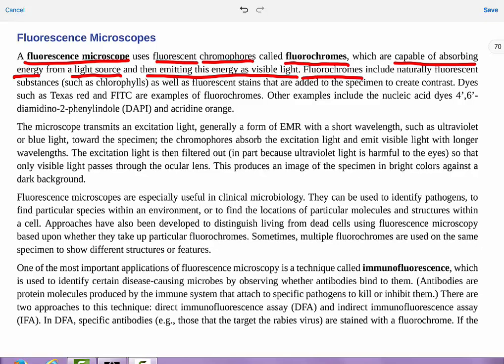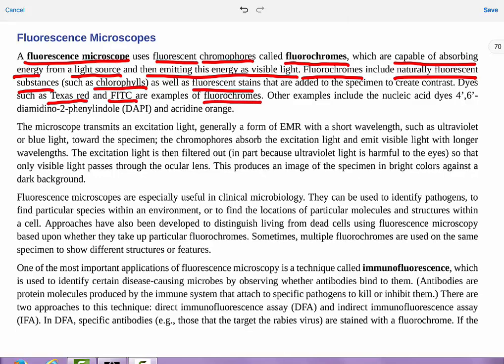Fluorochromes include naturally fluorescent substances such as chlorophylls. So chlorophyll in plants is a natural fluorescent substance, as well as fluorescent stains. Stains, different dyes, can be added to a specimen and then used in the fluorescence microscope. Dyes such as Texas red and FITC are examples of fluorochromes.